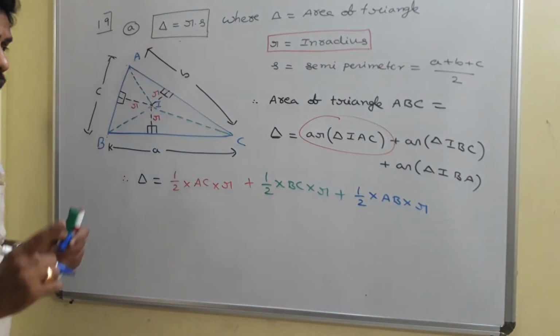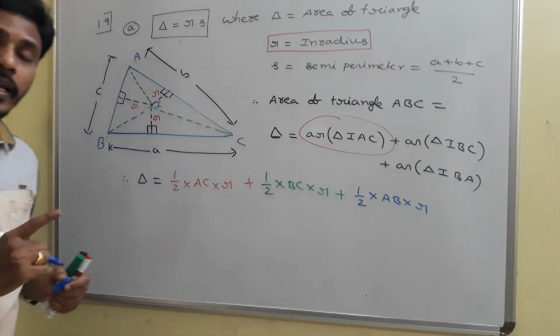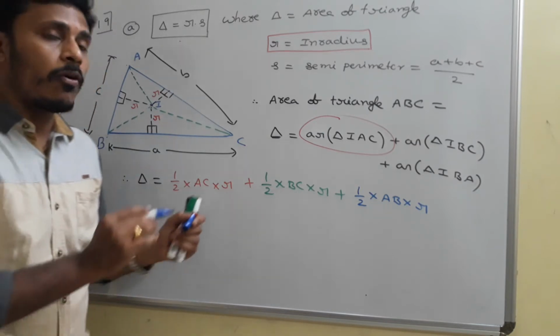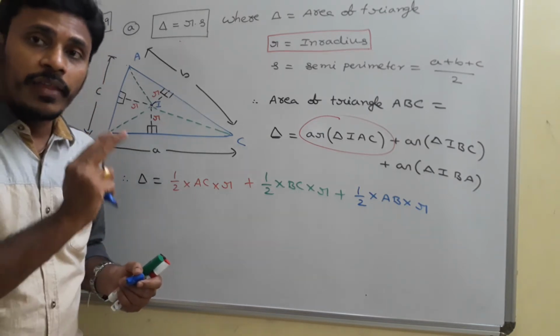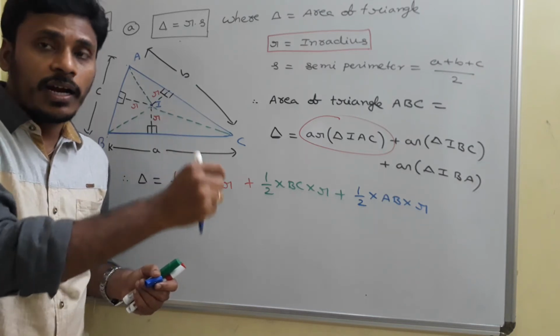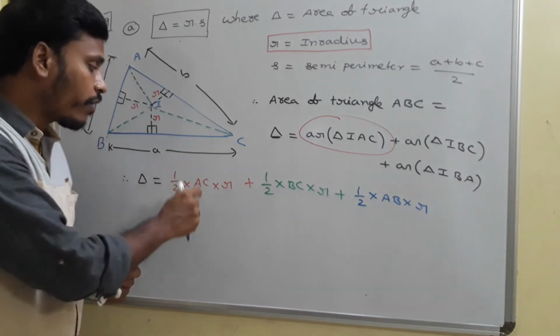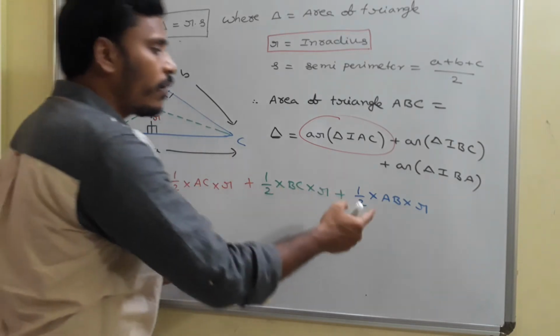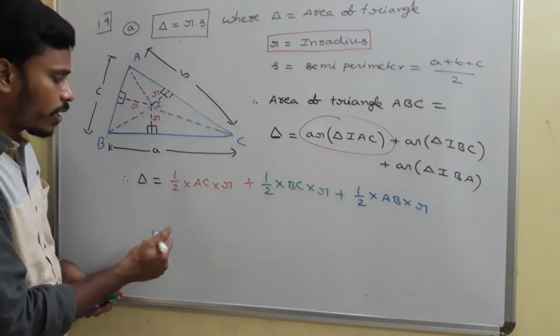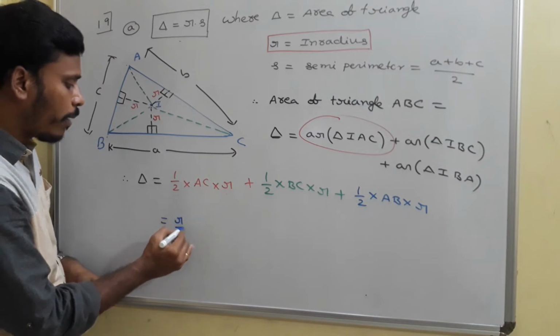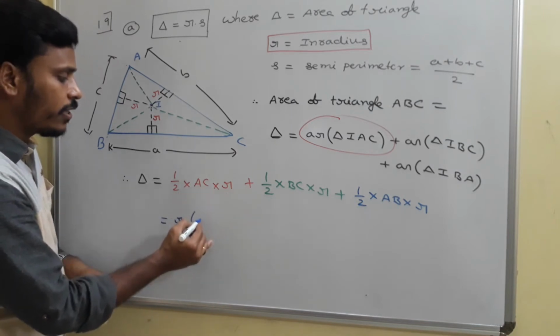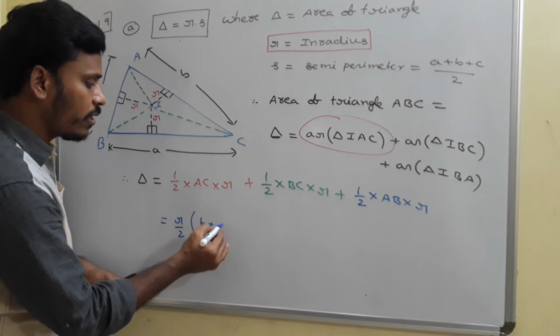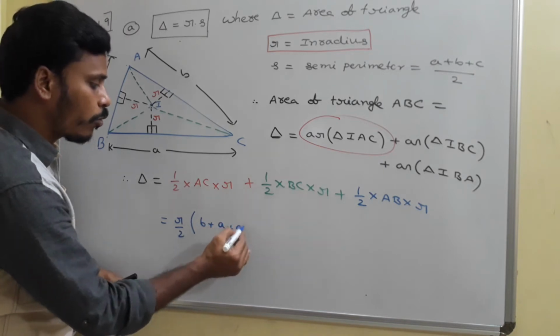First thing you need to identify is that the total area is equal to the sum of the areas of these three triangles. And the next thing is the area of each triangle is half AC into R, half BC into R, half AB into R. Among these three, it is very easy to take R by 2 common. So R by 2 of AC is small b, BC is small a, AB is small c.